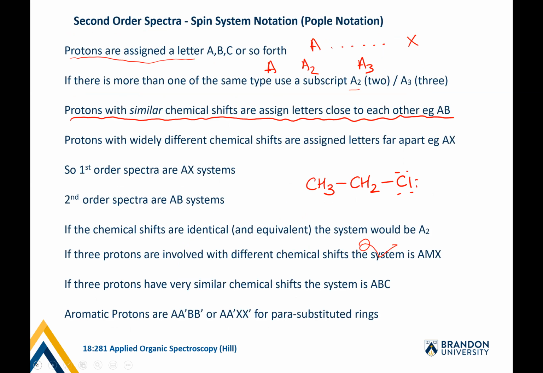So in this molecule here, where this CH3 and this CH2, the CH2 is right beside the chlorine, we would expect the chemical shifts of these two protons, we'll call this one A3, and this CH2, because it's beside a chlorine, is probably going to be quite far from that A. So we would call this system an A3X2.